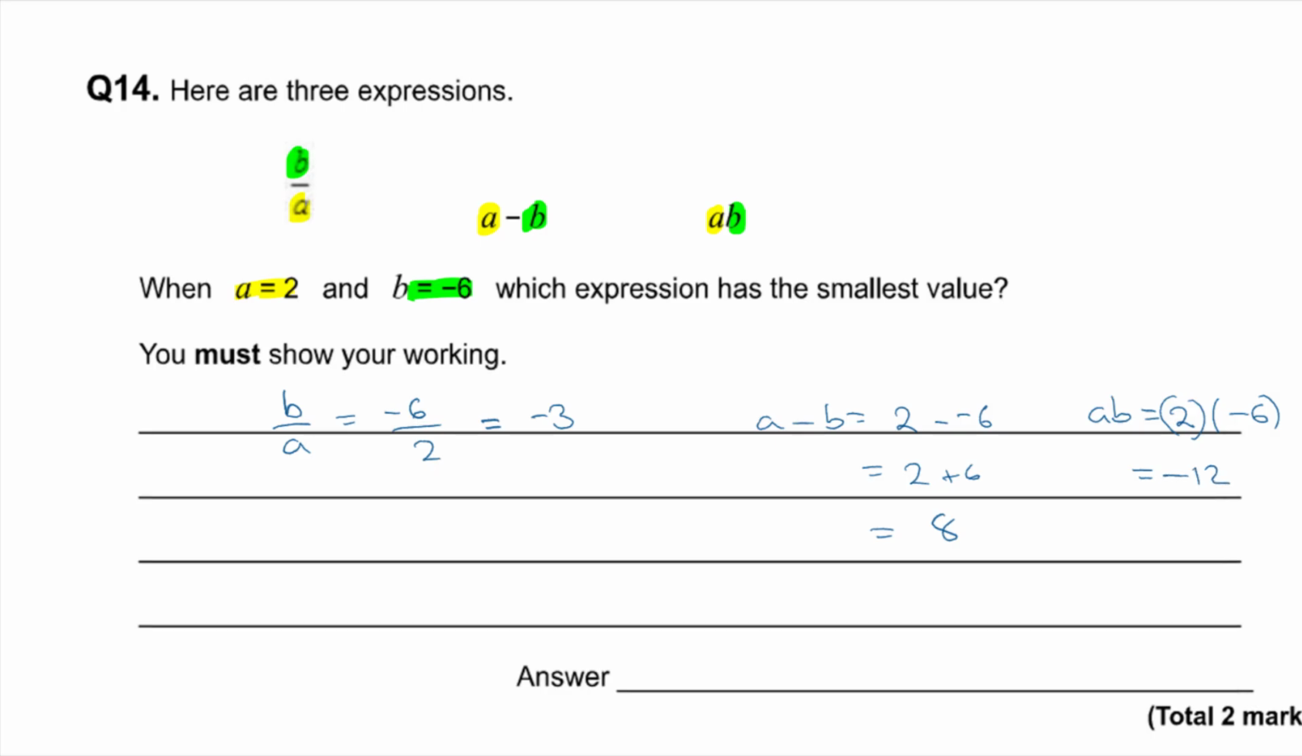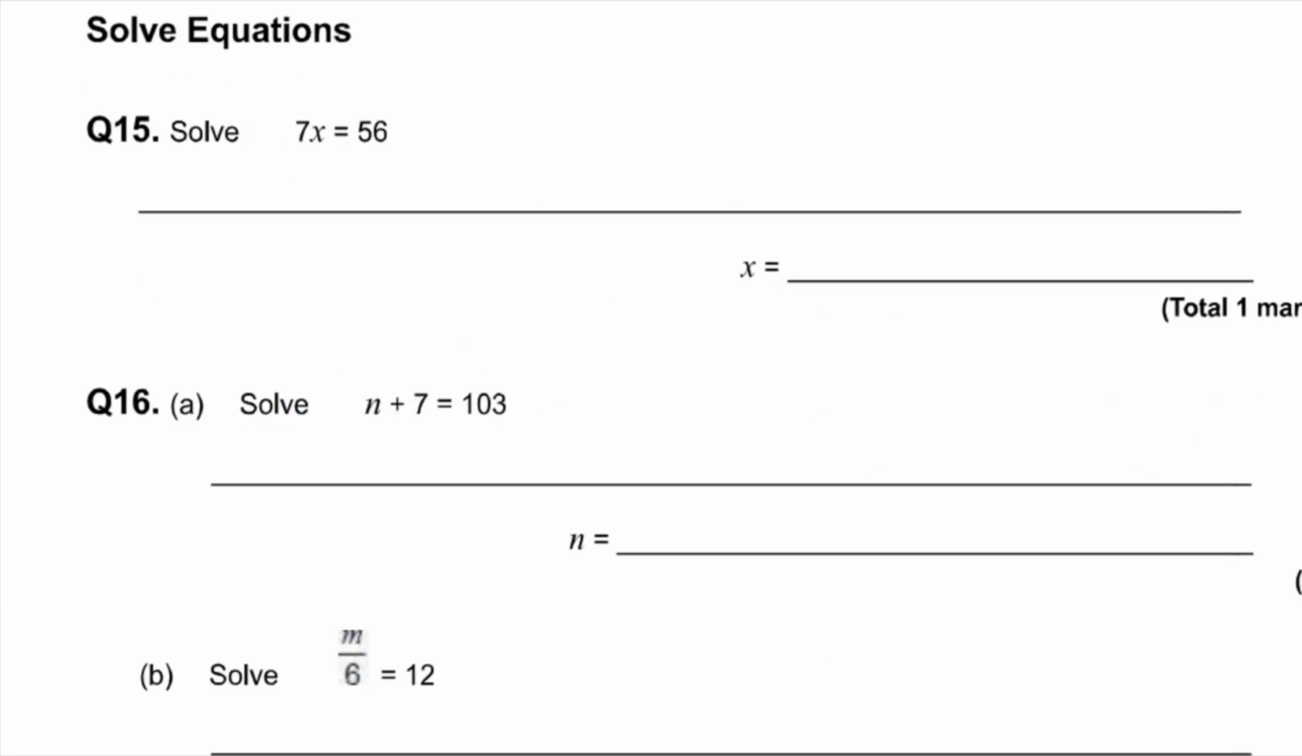Okay, so which is the smallest value? The smallest is going to be the most negative in this case, isn't it? It's going to be the negative 12. That's the smallest one. Next up, solving equations.